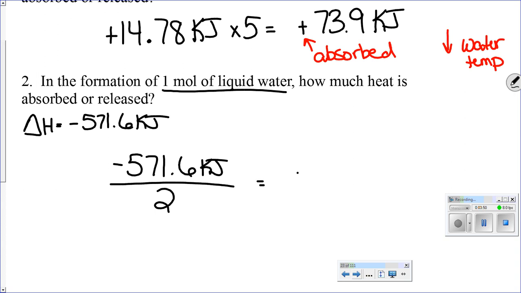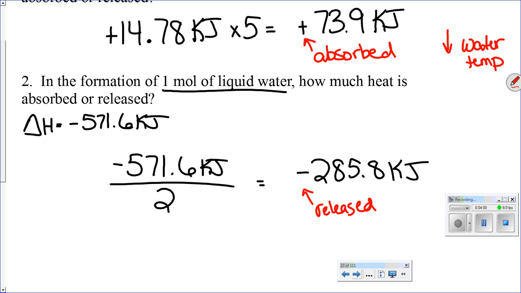And this gives us negative 285.8 kilojoules. And the sign here, the negative, tells us that this is being released. So as you do this, you would actually see energy being released. It would kind of, if you will, feel hot.